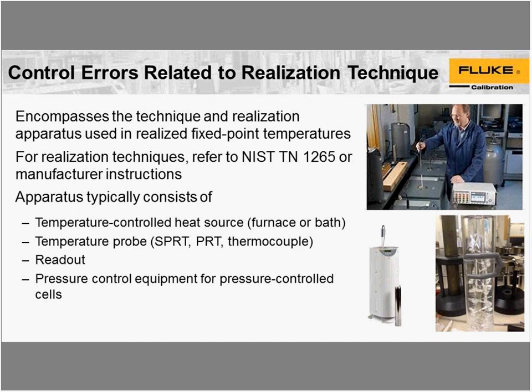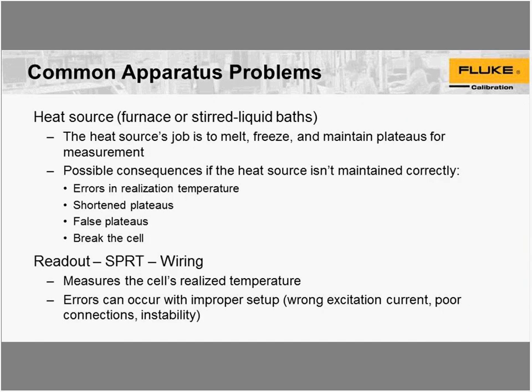When we talk about apparatus, we're talking about the tools that are used to get the cell on plateau and to measure: the furnace or the bath that the cell sits in, the temperature probe that measures the temperature, the bridge that measures the probe, and, if it applies, any pressure control equipment for the pressure inside the cell. Some common problems we see are with the heat sources. The heat source's job is to melt, freeze, and maintain plateaus for measurement without interfering with the melt or freeze temperature. So what can happen with the furnace to cause problems?